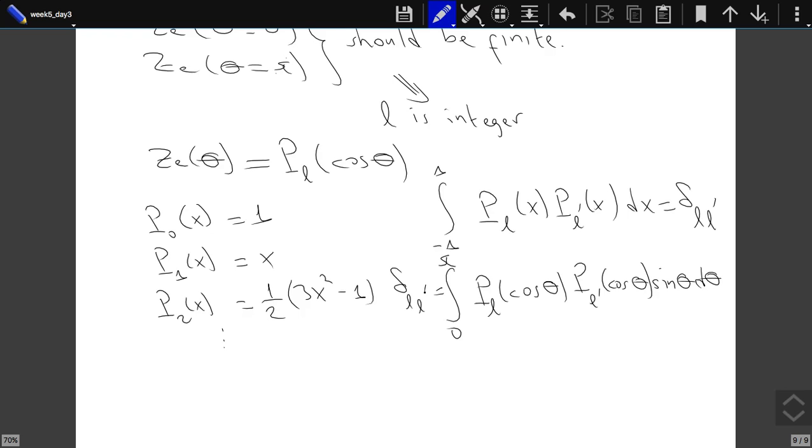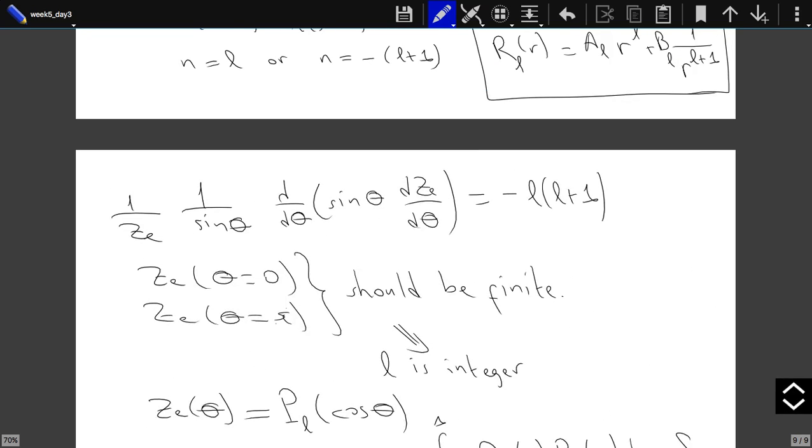And they are complete, meaning that if you have a function of theta, then we can write that function as a sum of PL of cosine theta. That's the completeness theorem. We are not going to prove that. We will just assume that it is. What is the special feature of the Legendre polynomials? They satisfy this equation, which is the equation we get when we try to solve the Laplace equation in spherical coordinates. That's why it appears in many places and is greatly studied.